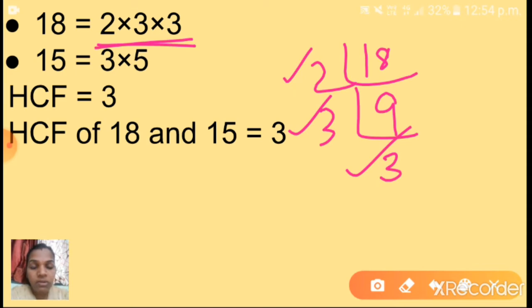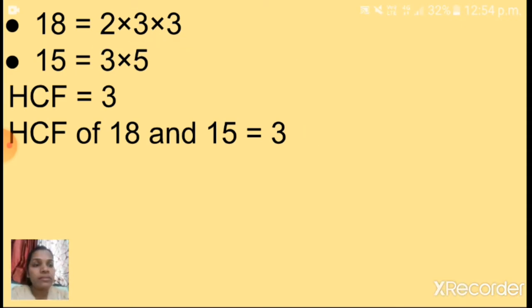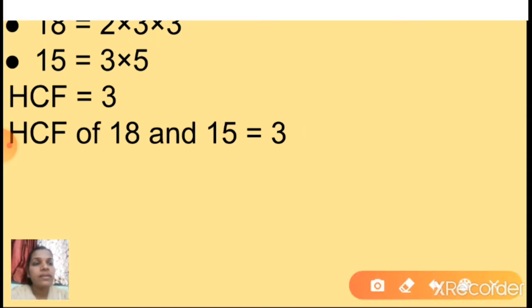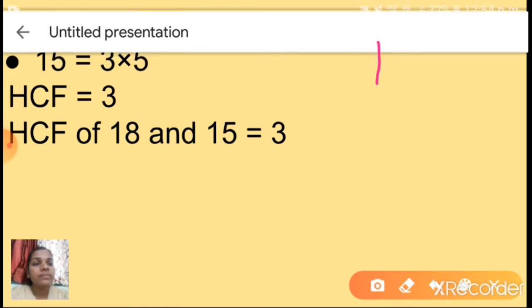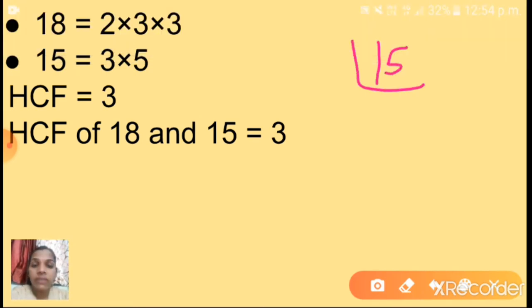Next, which number do we have to find? Yes, 15. See here. 15 will come in which prime number's table as a multiple? 3's table. So 3 5s are 15. Here 5 is a prime number, so we have to stop here. So 15 is equal to 3 into 5.